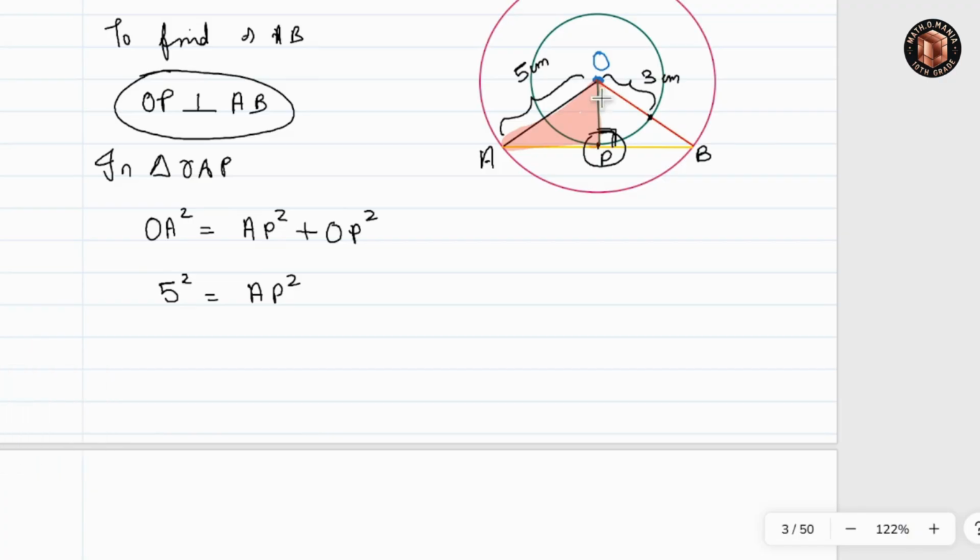But we know the value for OP. Why? OP is the radius of the circle. What is the radius of the smaller circle? Radius of the smaller circle is 3 centimeter.